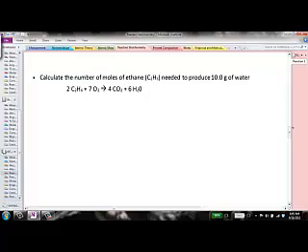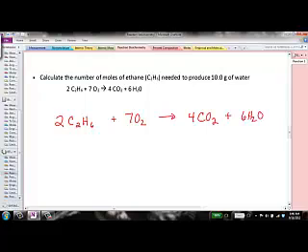Okay. Again, now let's step through one more here. So we have 2 ethane and 7 oxygens. We're looking at a combustion reaction. Okay. And it says we want to produce 10 grams of water. All right. And it's telling us that we want to know how many moles are here.